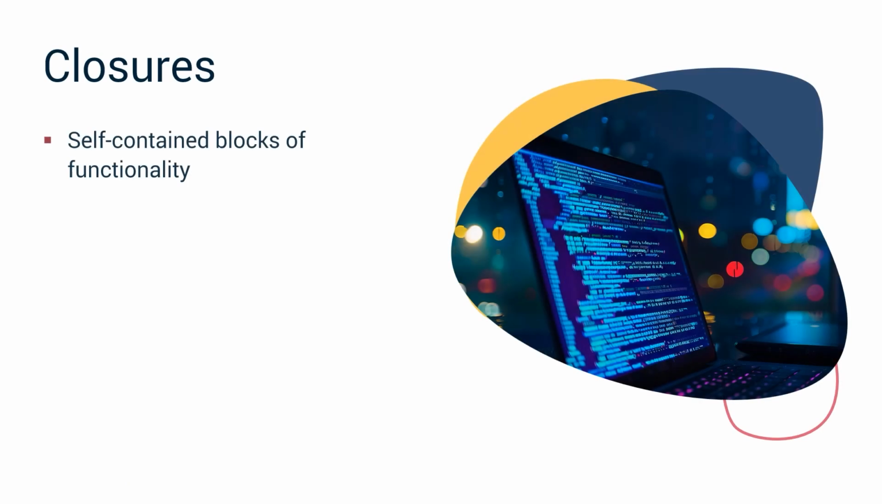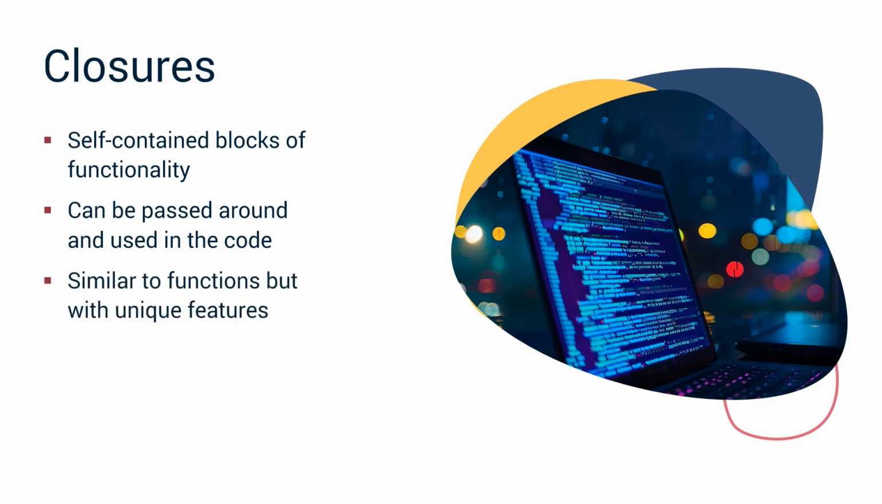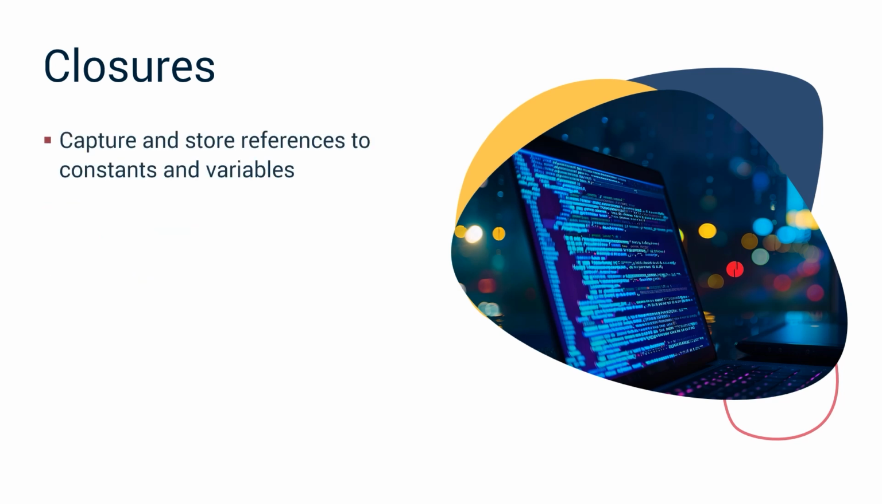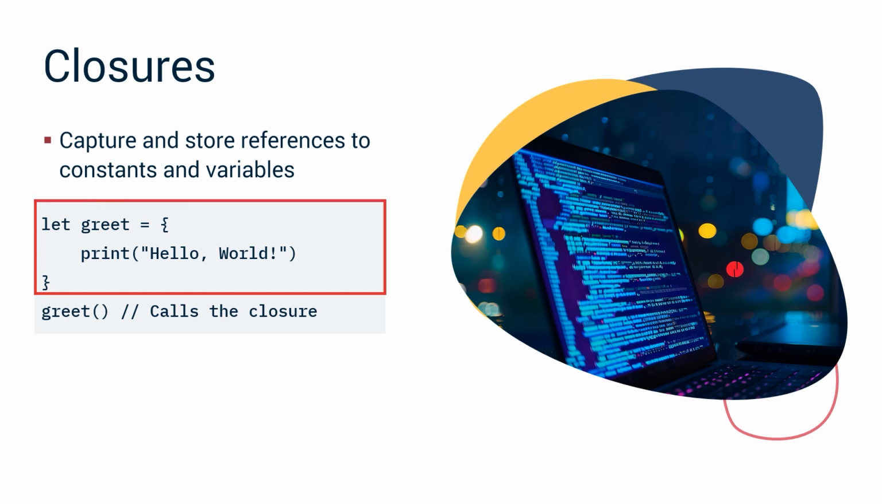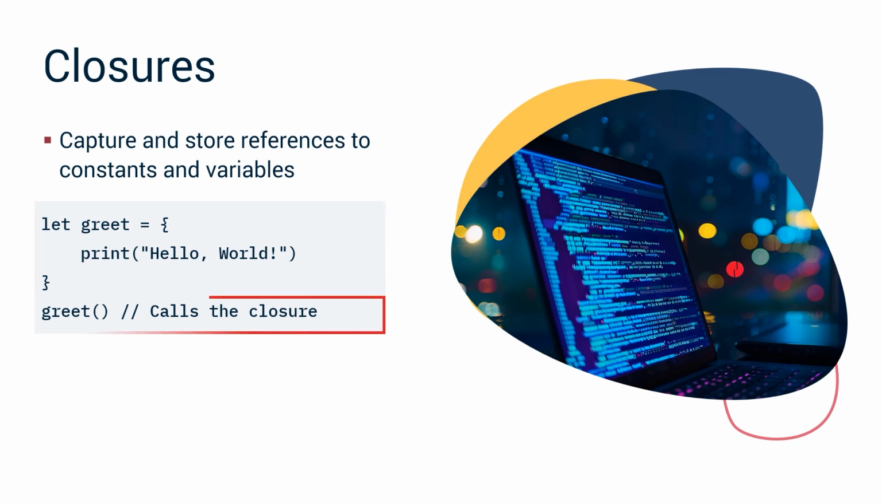Closures are self-contained blocks of functionality that can be passed around and used in your code. They are similar to functions as they contain reusable code, but have some unique features that set them apart. Closures can capture and store references to constants and variables from the context in which they are defined. For example, in this code snippet, print hello world is the closure assigned to the constant greet. When you call greet, it executes the code inside the closure and prints hello world to the console.